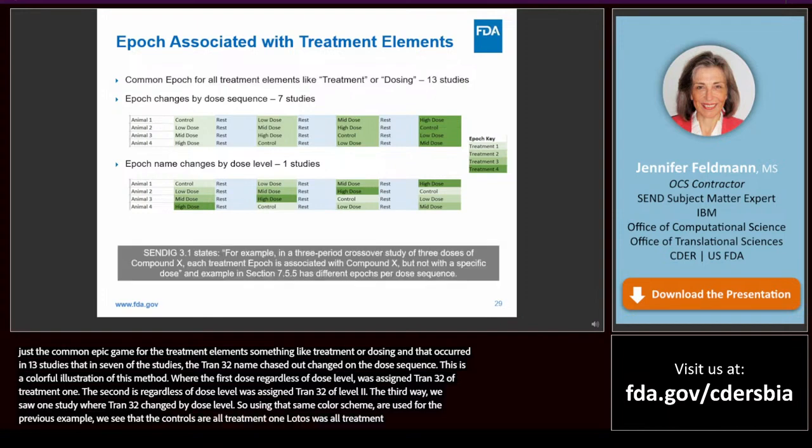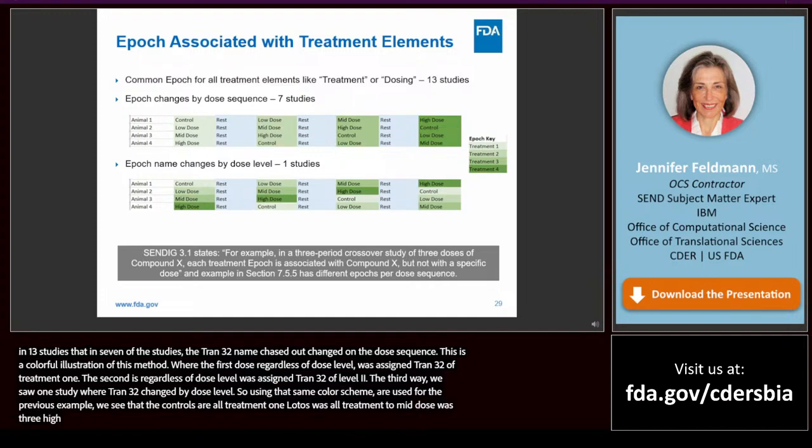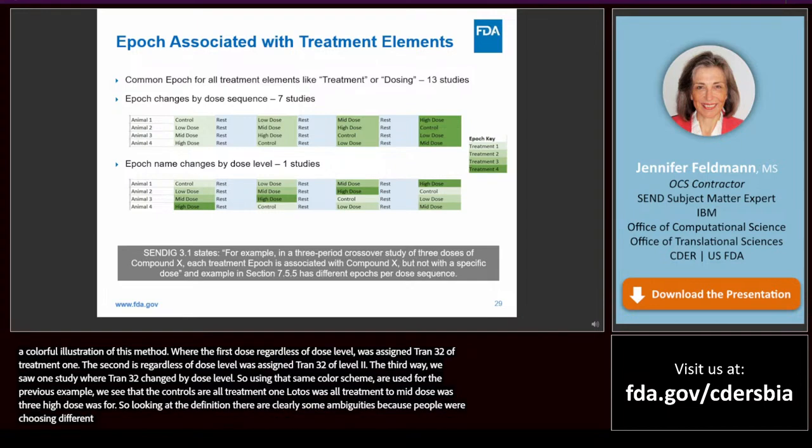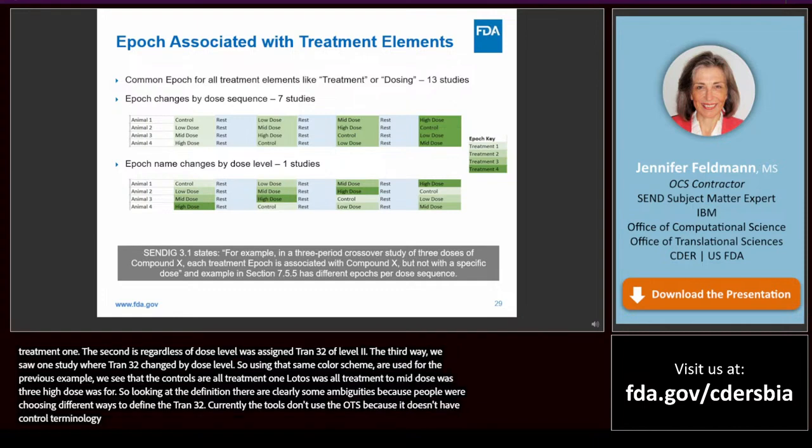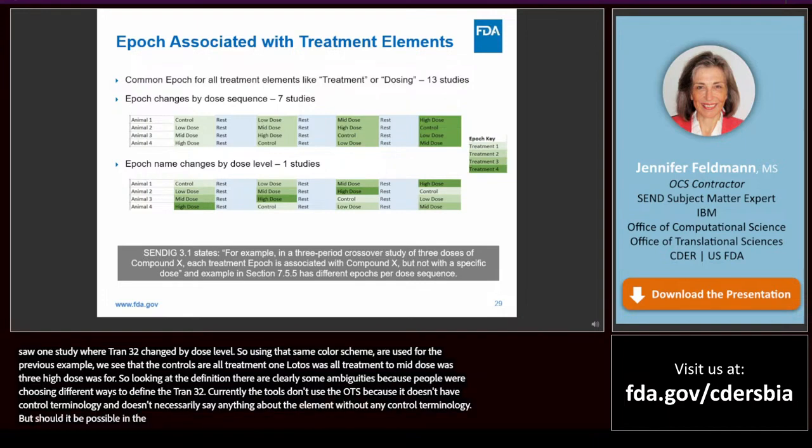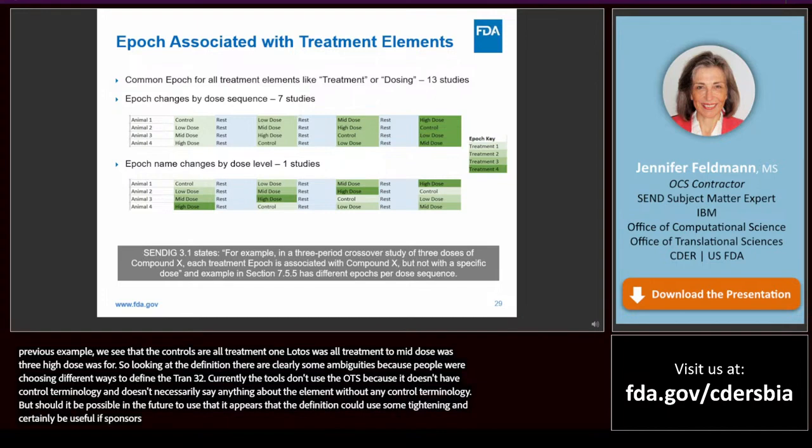So looking at the SENDIG definition, there's clearly some ambiguities because people are choosing different ways to define the epochs. Currently, the FDA tools don't use the epoch because it doesn't have controlled terminology and doesn't necessarily say anything about the element without any controlled terminology. But should it be possible in the future to use that, it appears that the definition in the IG could use some tightening, and certainly it would be useful if sponsors included in the NSDRG some information about how they've defined the epochs.